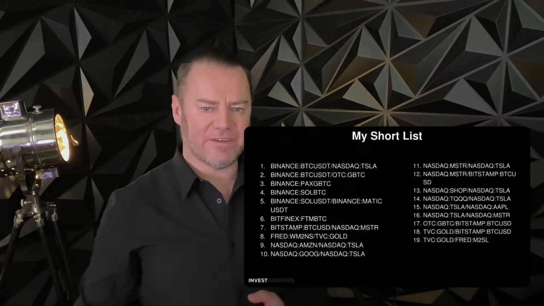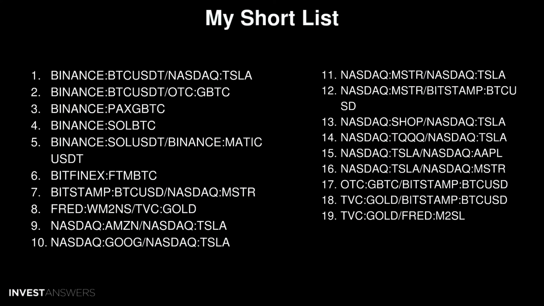And some examples of some pairs I'm looking at: Phantom Bitcoin pair, a lot of Solana Bitcoin pairs, Solana Phantom, Solana Cardano, Tesla MicroStrategy, Tesla Apple, Shopify Tesla, etc.